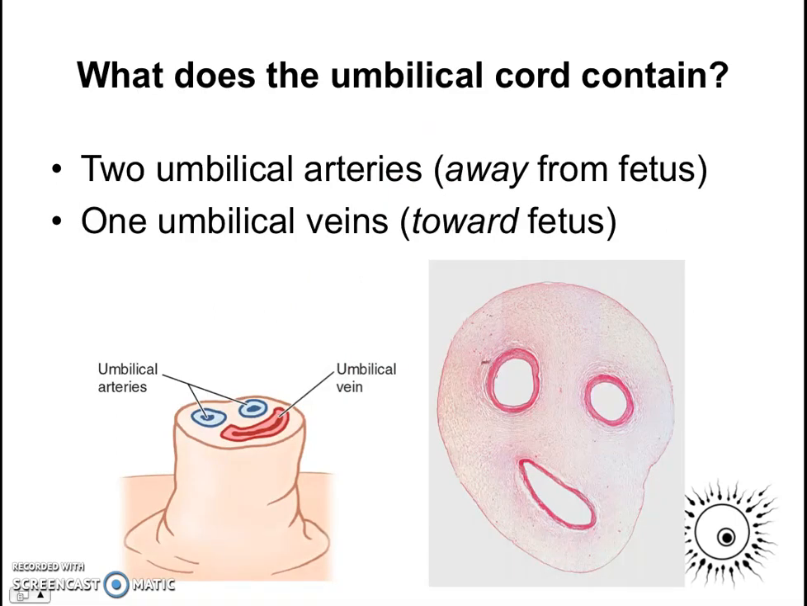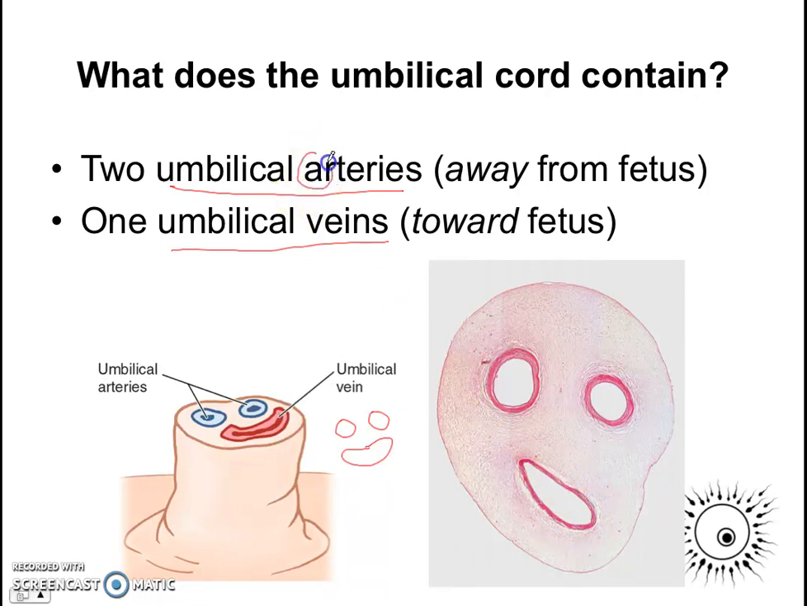Now, the umbilical cord contains blood vessels. Specifically, it contains 2 umbilical arteries and 1 umbilical vein. In the diagram, you can see it here, 2 umbilical arteries and 1 umbilical vein. Here's the cross section. It looks a bit like a happy face. Very cute. Notice that, of course, the arteries have a slightly smaller diameter for their lumen compared to the vein, which has a larger lumen.